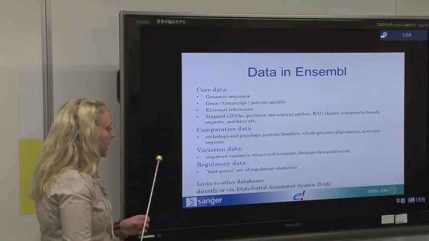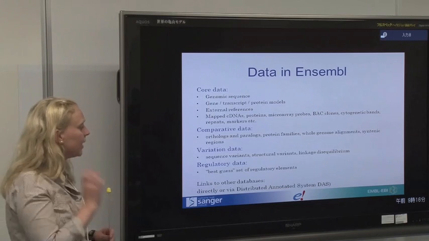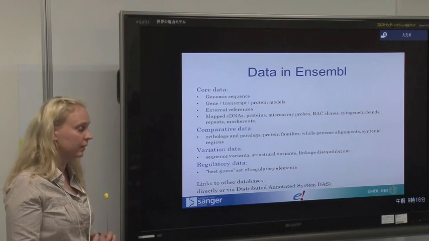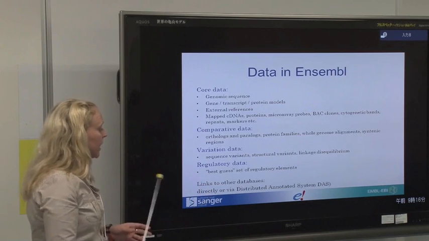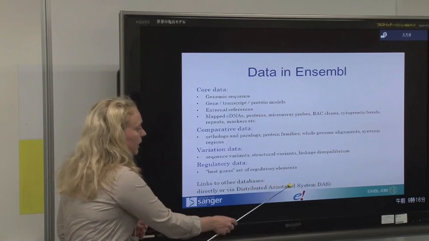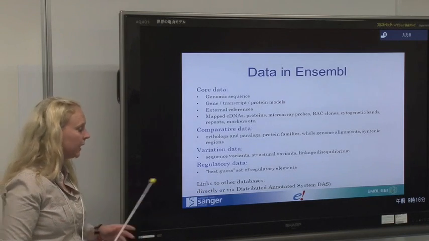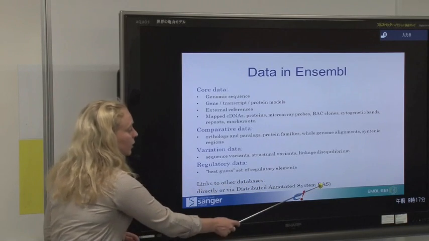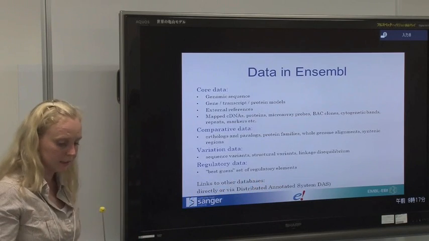The newest kind of data are regulatory data. These are based on the ENCODE project, and they provide a single best guess of the location of functional elements. And as I said, the links to other databases are important. In addition to direct links, we are also part of something called the Distributed Annotation System, or DAS. So a lot of the data can be added into the database using this resource. You will sometimes see in Ensembl that next to some information it will say DAS. It just means that it comes from other databases.